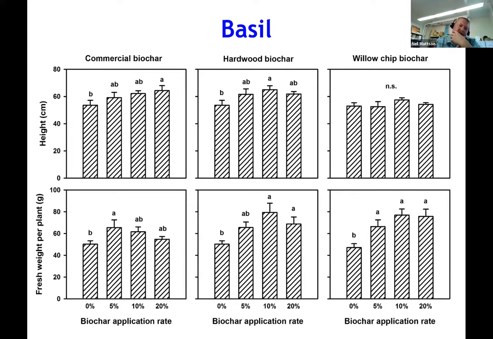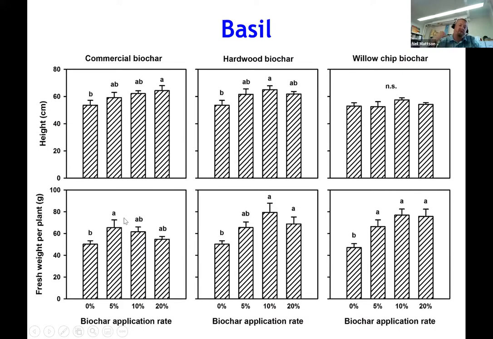Then for basil, and surprisingly, basil was our crop that actually showed the greatest benefits of biochar incorporation, at least from a fresh weight perspective. So there was a bit of a height increase for the commercial and the hardwood biochar. And then if we look at the lower set of graphs for the plant fresh weight, the commercial biochar gave us increased fresh weight at the 5% application rate. Beyond that, we saw that fresh weight started to go down.